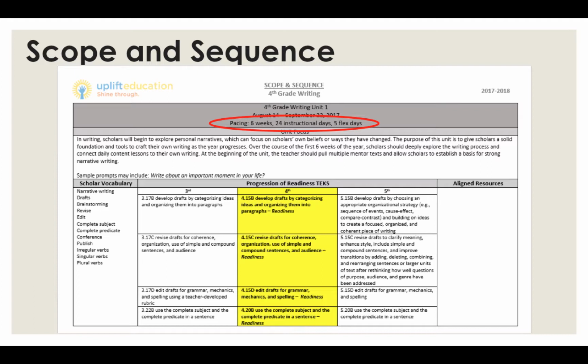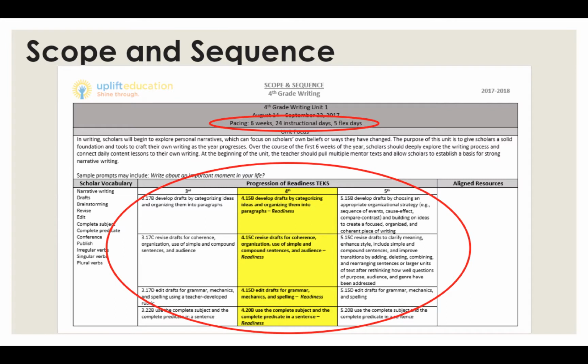As you can see here, Unit 1 will be taught over 6 weeks, including 24 instructional days and 5 flex days. In the unit at a glance, you will see shortly that I've outlined how to use those instructional days. The flex days, however, can be used at your own discretion. In the past, I've used them for intensive grammar study, assessments, whole group reteach, and writing conferences, just to give you some ideas.